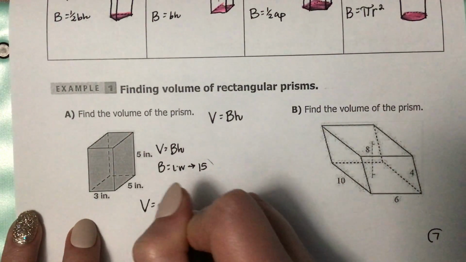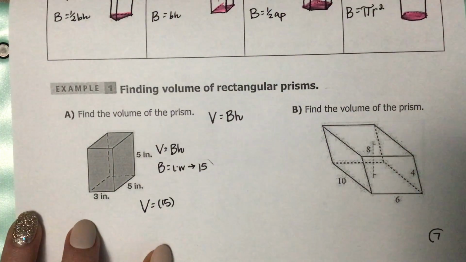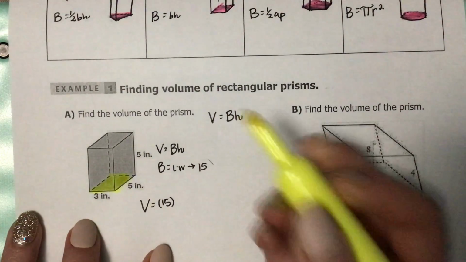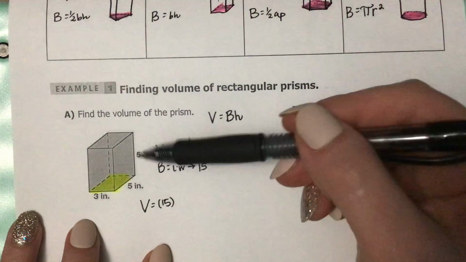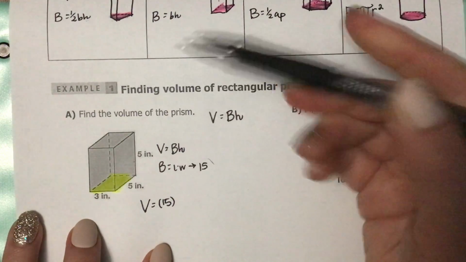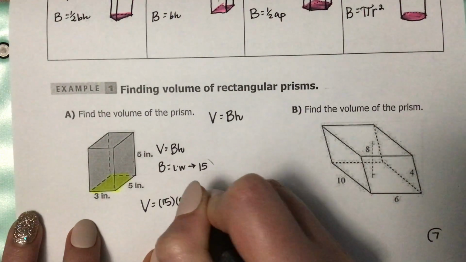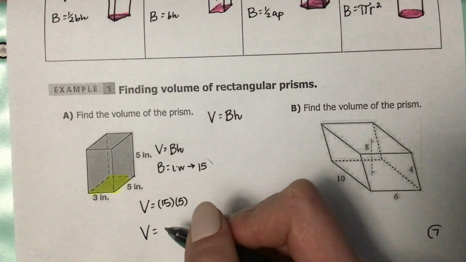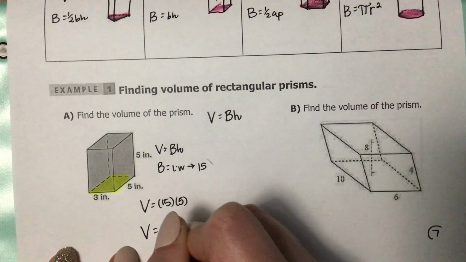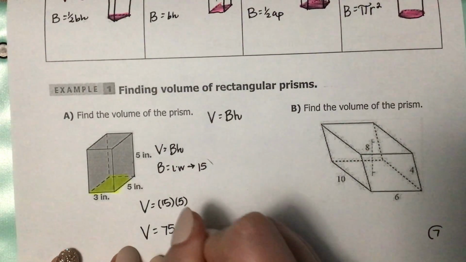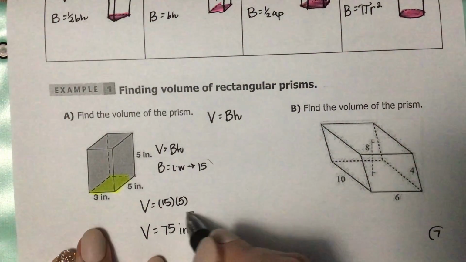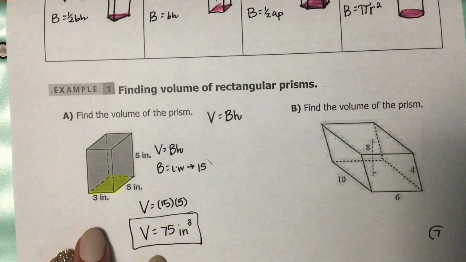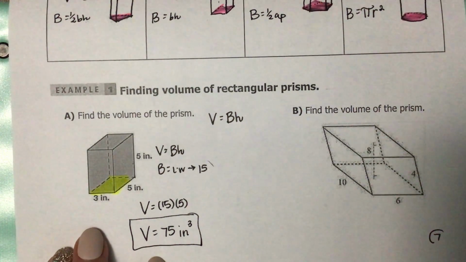So now I can take this 15, plug it back into my formula. So I have volume is equal to 15, which is this bottom part of the shape. The 15 is the area of that. But then if I take that area and multiply it by how tall the shape is, which is 5, then I'm going to get the volume. And so when I take 15 times 5, I'm getting 75. Because my unit is in inches and I'm taking volume, it's going to be cubed. Because volume is 3-dimensional, so my unit needs to be in 3 dimensions, cubed.